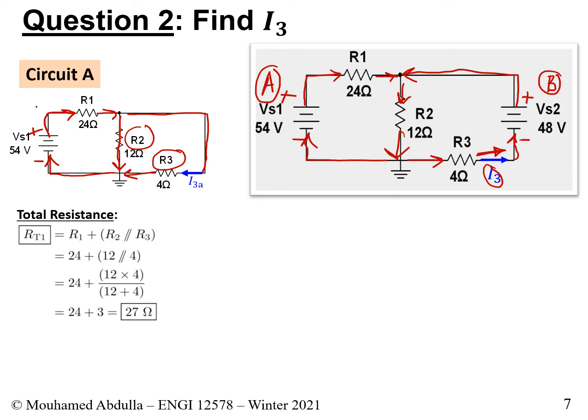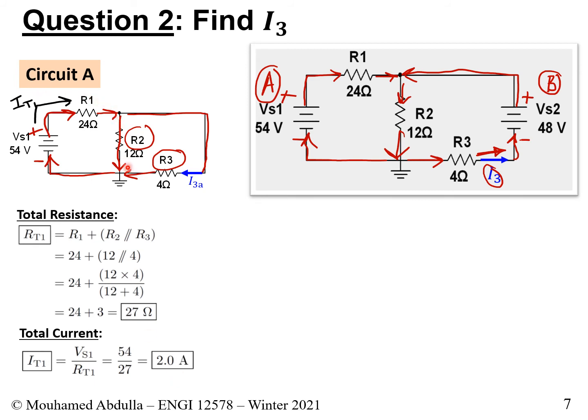So it is here. This is the current that flows out of the circuit. Let's call it IT1. And the total current that flows out of the circuit can be determined as follows. It's really the source, the 54 volts, and the total resistance, the 27 ohms, and that gives us 2 amps. So we have 2 amps that comes here.